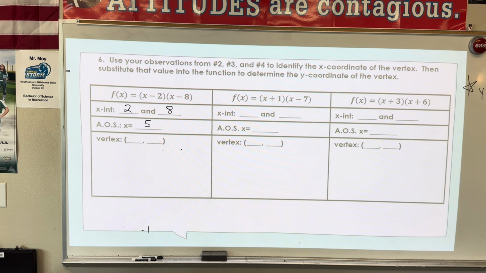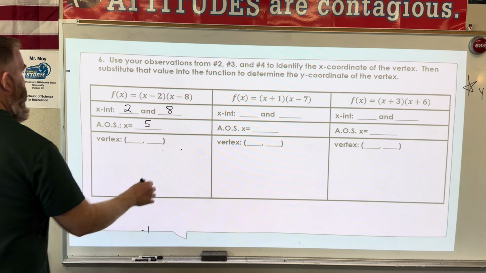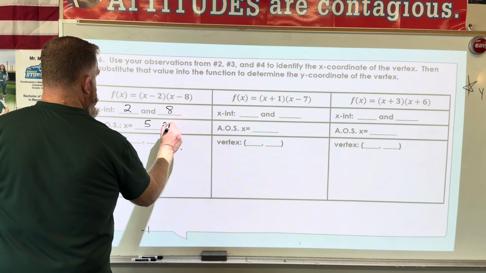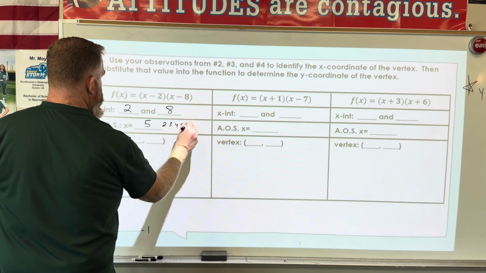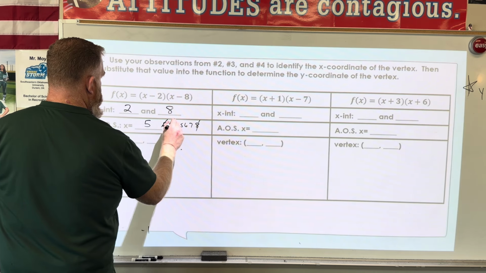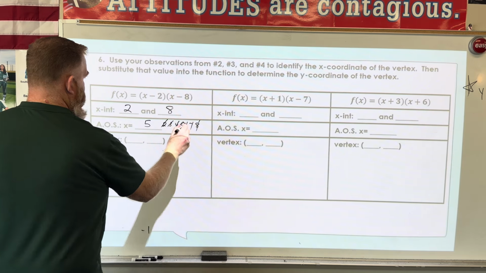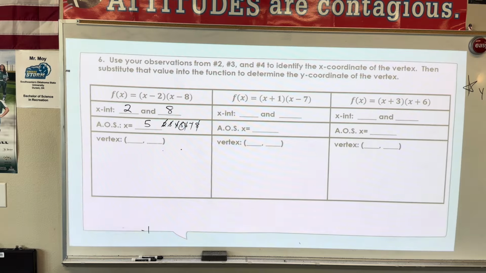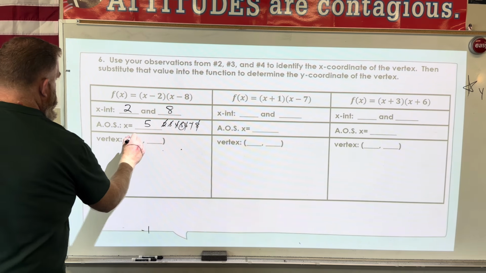Is everybody good? 5. 2, 3, 4, 5, 6, 7, 8. 1, 1, 2, 2, 3, 3. 5 is in the middle. Okay, that's how I always did it. I just wrote the numbers and crossed them off as I went. All right, so my vertex is 5.